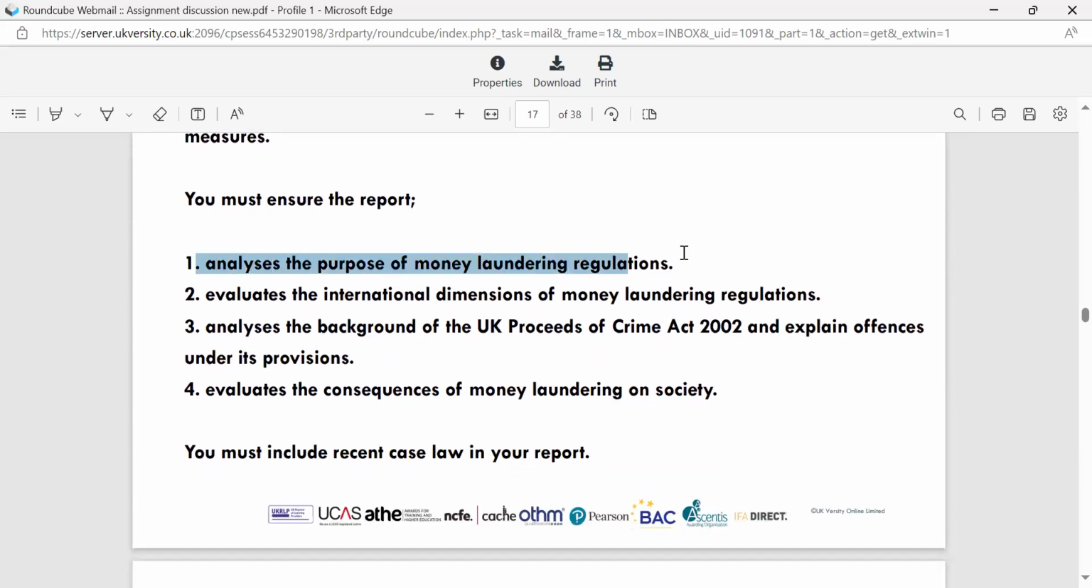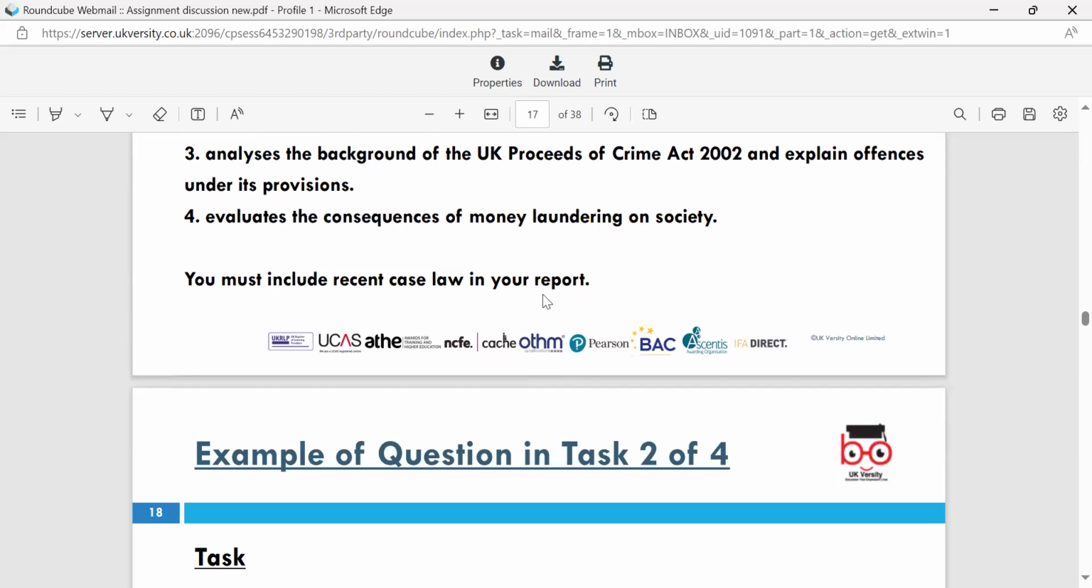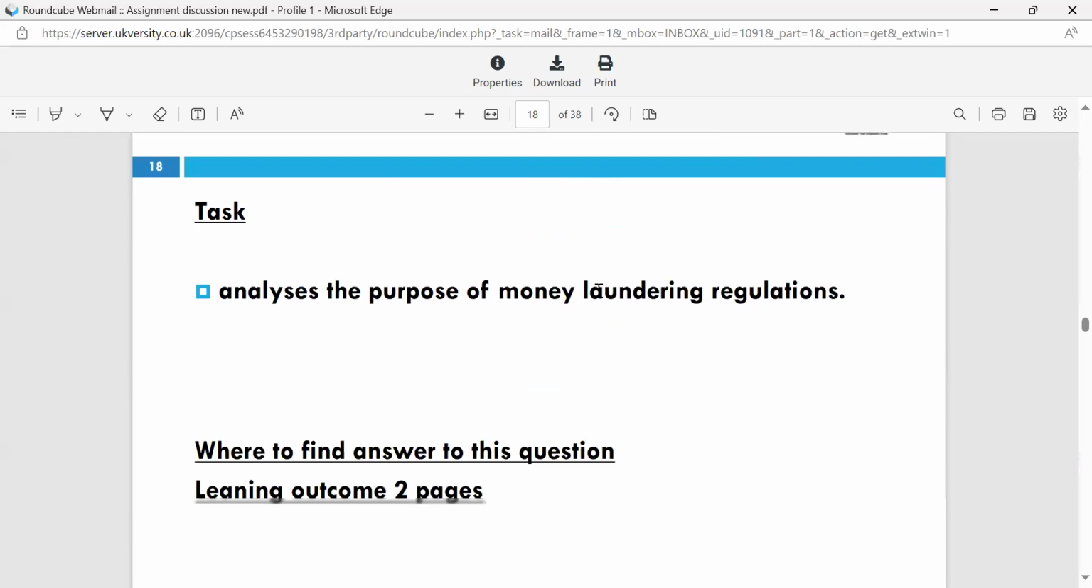Make sure you are writing this bit and then writing under that bit, making sure you are explaining that part. Make sure you are evaluating the second bit, and then you write the exact command words as I mentioned and write under it. Make sure you answer it underneath it. So each one will be a heading. It must include recent case law in your report as well. So make sure you are using case law as well.